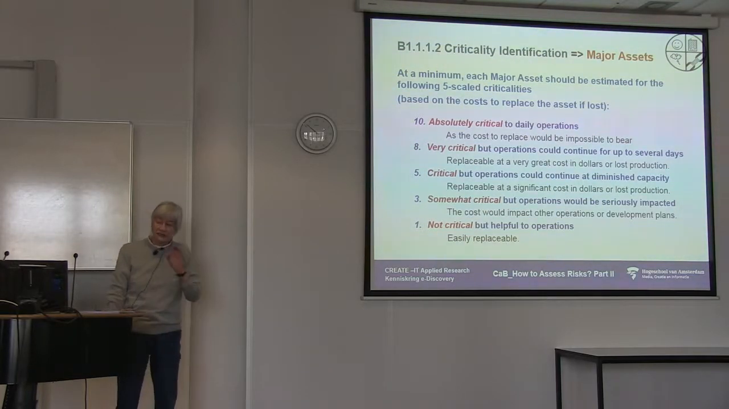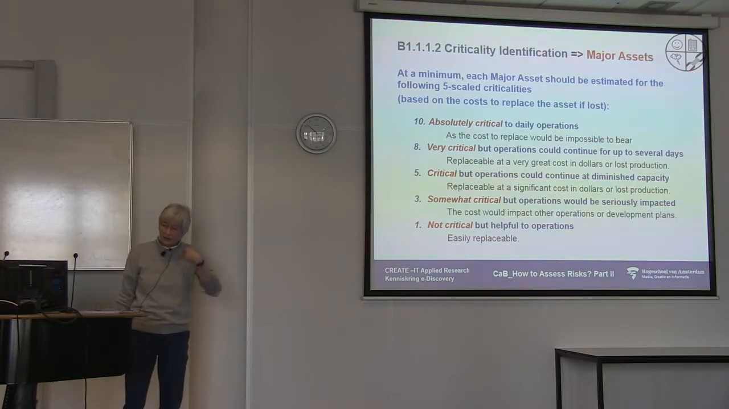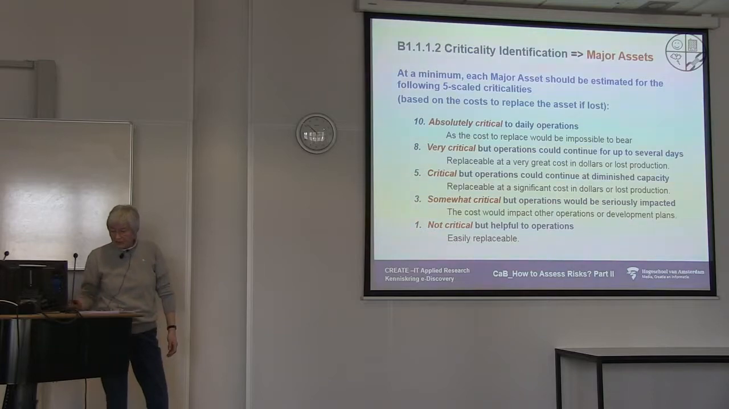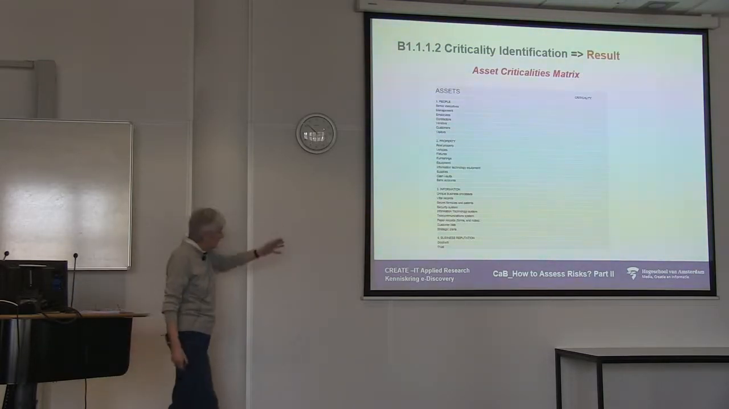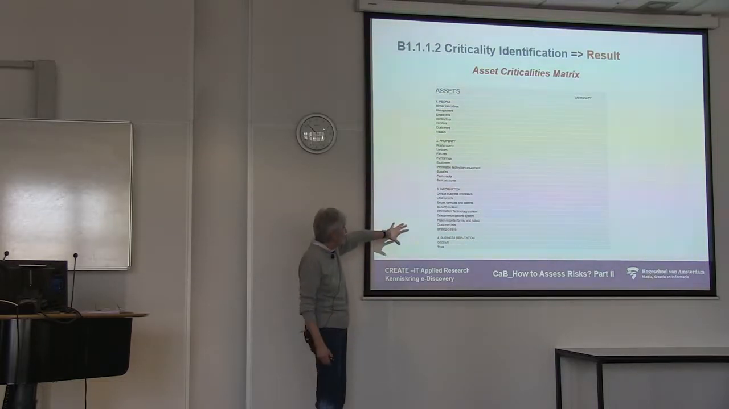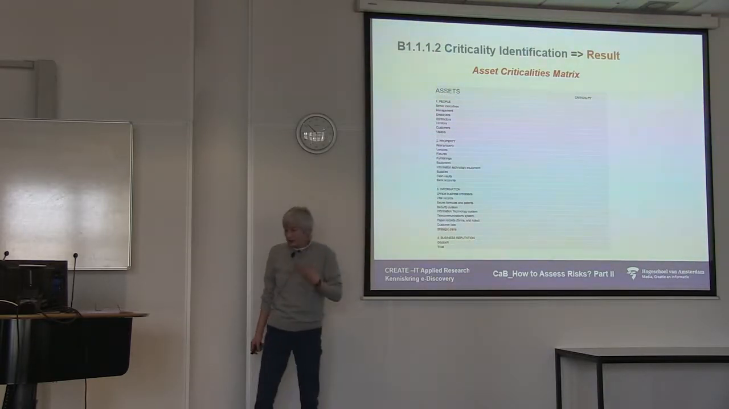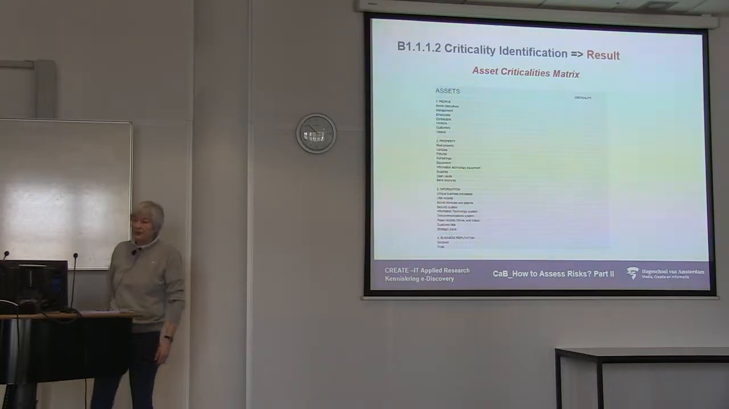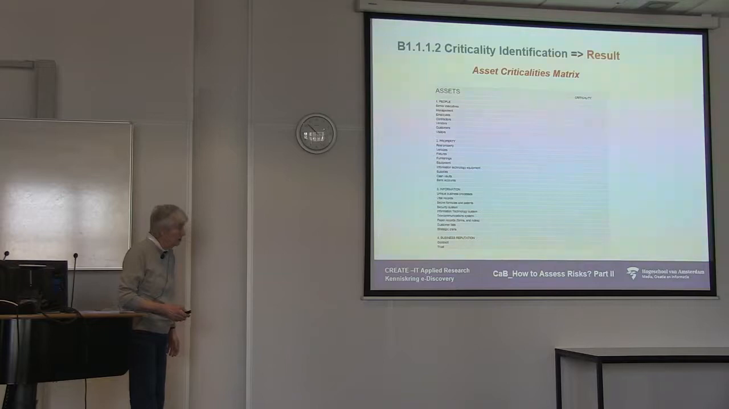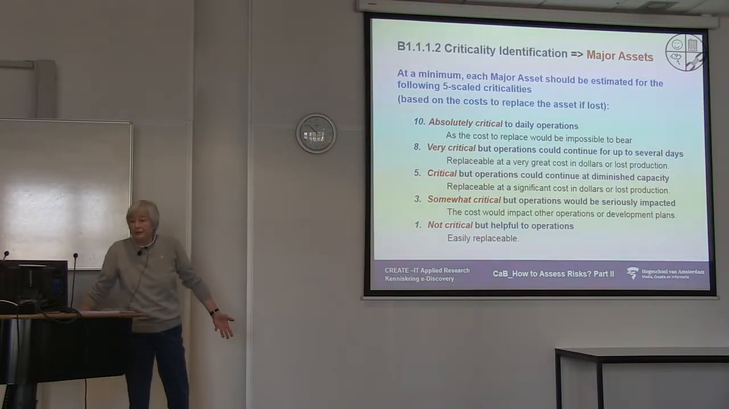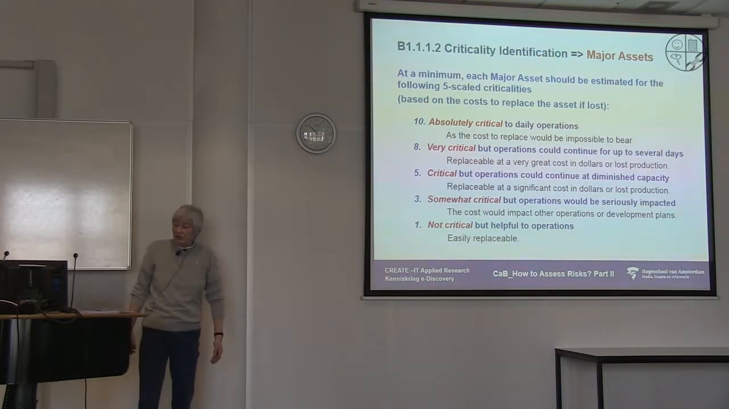So every asset on your spreadsheet, categorized in the four classes, you now have to give an estimation, putting a number: 1, 3, 5, 8, or 10. It looks like this. Here you have your assets. There is the criticality column. You simply put, for example, senior executives. Well, can you do your production without them? Most of the time, yes. So maybe they are a 5, critical. It depends on the organization. But you can't say they're very critical or absolutely critical.